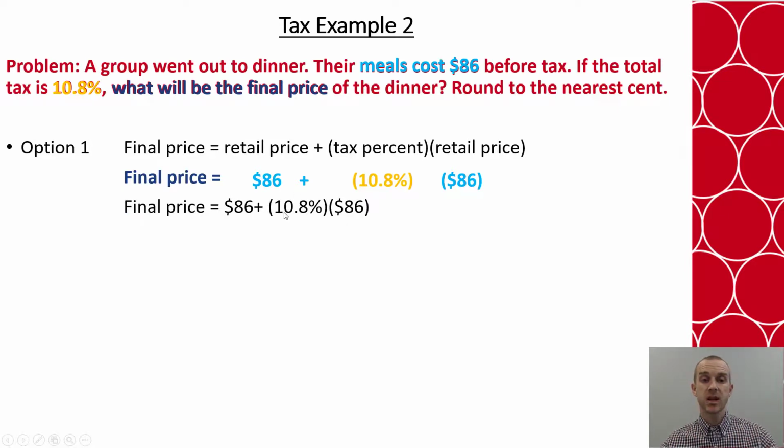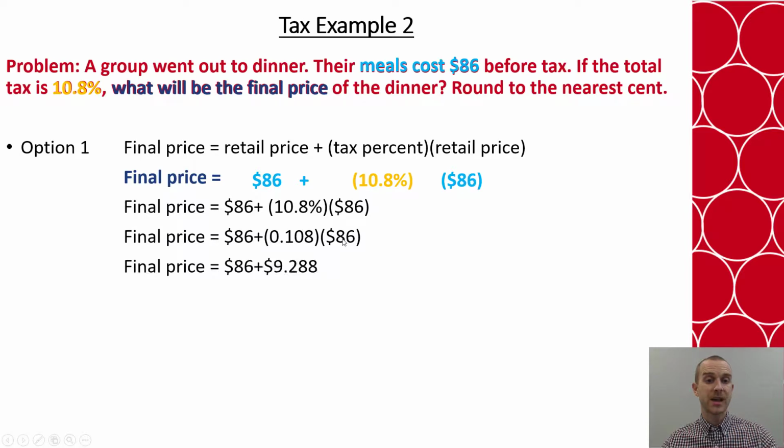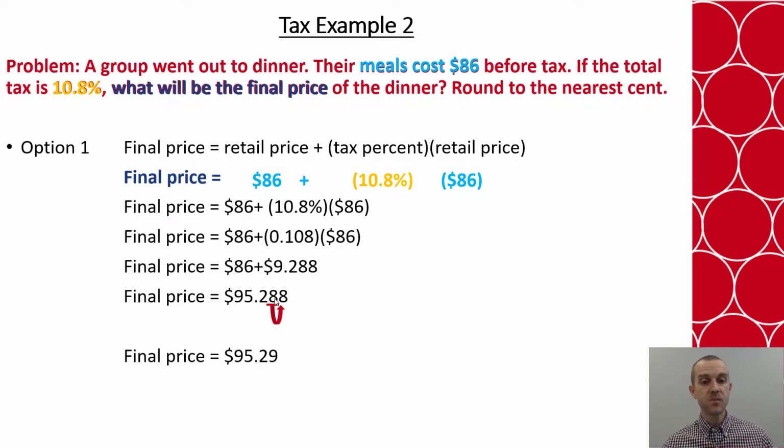I can't deal with 10.8%, so I need to change that to its decimal. So I divide by 100, and that's 108 thousandths. I multiply that by $86, and then this allows me to add my two numbers to get to $95 and 288 thousandths. Again, I don't have thousandths in money, so I round to the nearest hundredth. So I'll underline that first 8. Then I'll look to the right, one place value, and say that is an 8. That means I round up. So the final cost will actually be $95.29 for the meal.